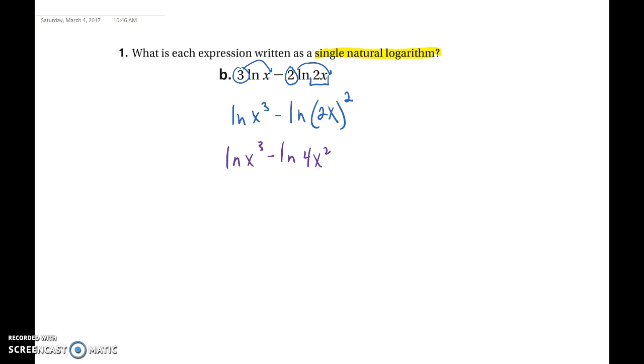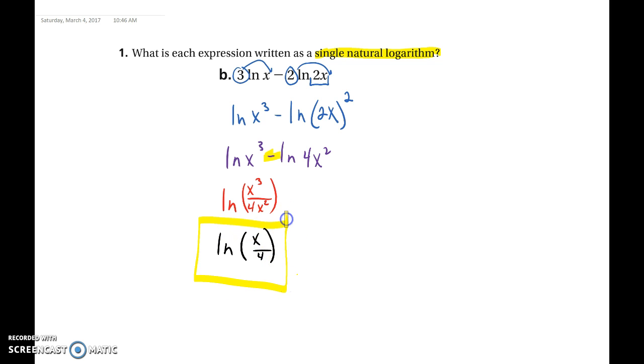We can then combine these, since our subtraction means division again, into one natural logarithm and say ln of x cubed over 4x squared. And then we can just simplify. The x cubed and the x squared will simplify to ln of x over 4. All right, and once again, this one we can't do anything more because we don't know what x is, so there really isn't any specific value that we can get for this one right now as is. So that would be your final answer.